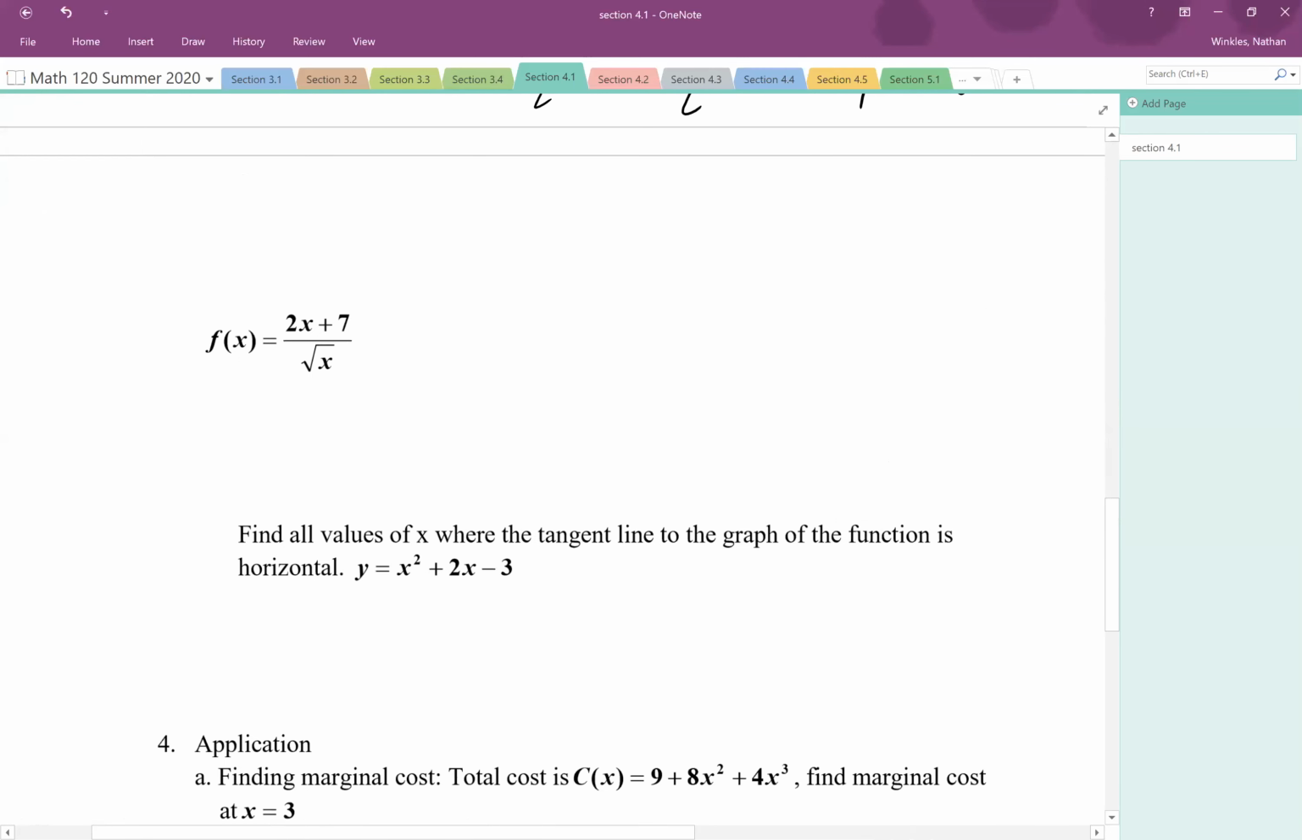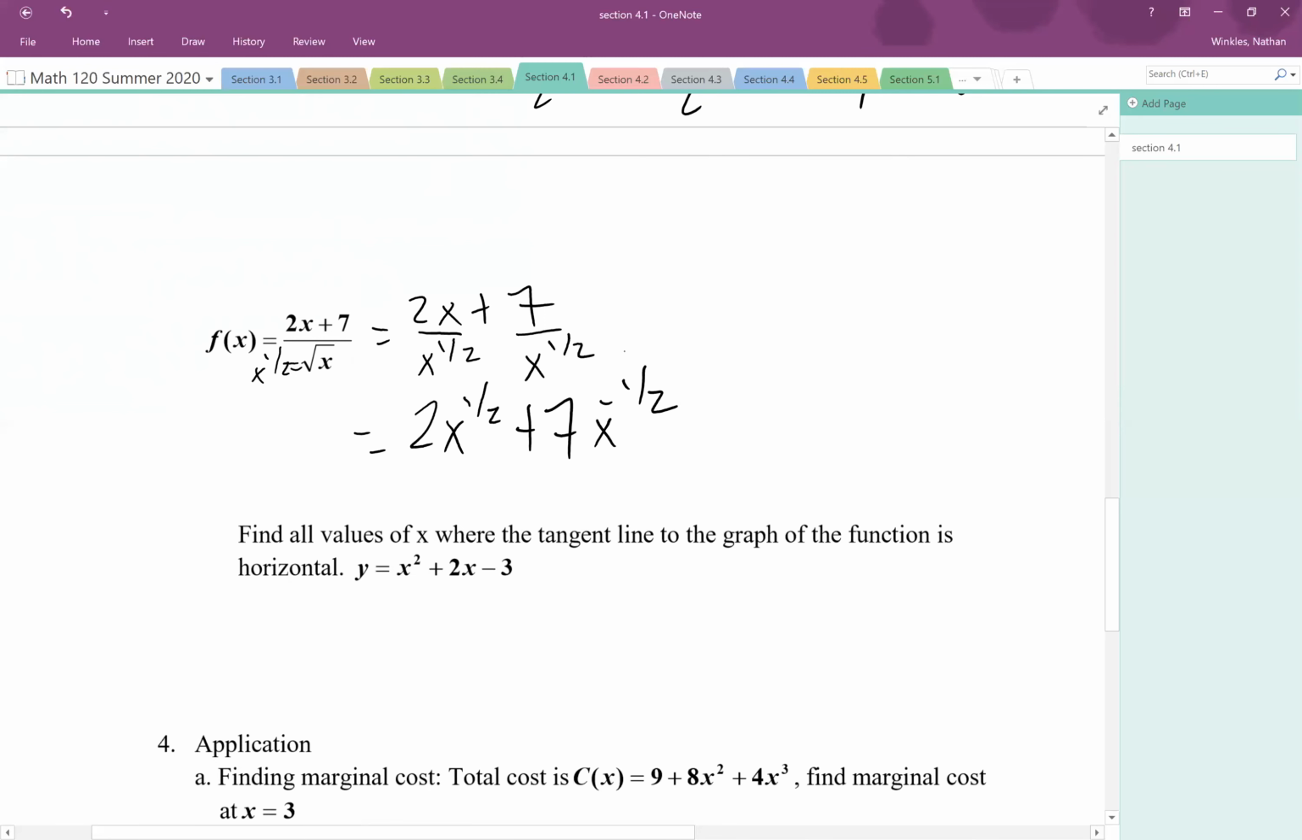Now, for what we know right now, there is nothing that we can take a derivative of if we have x's in the numerator and x's in the denominator. So what we have to do here is rewrite this as 2x plus 7, and then we're going to divide each term by x to the 1/2 in each case, because we know the square root of x is equal to x to the 1/2. So when we simplify this, we're going to get 2x to the 1/2 plus 7x to the negative 1/2.